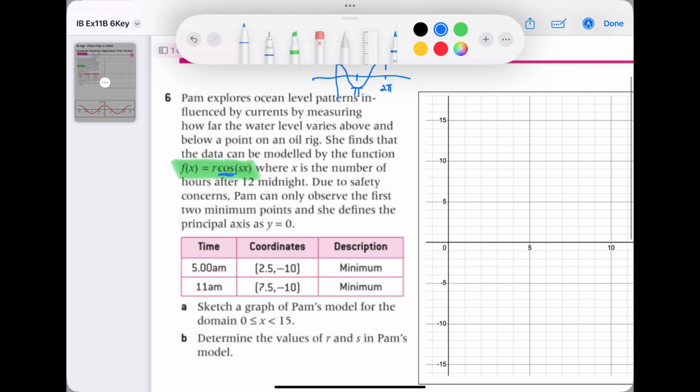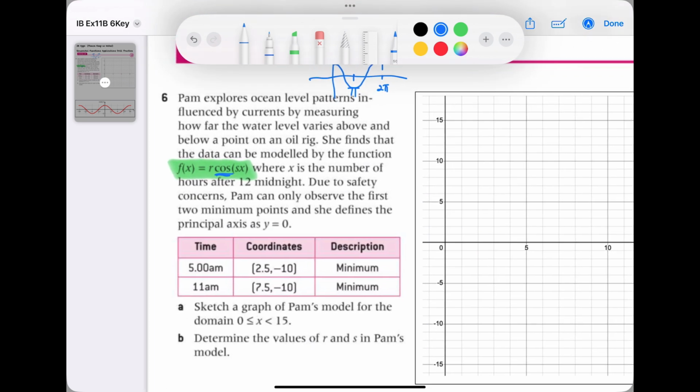Now, when we talk about the special cases, you got to activate the condition. So they have a condition, count by the hour after 12 midnight, which means start at x equal to 0, midnight. And they mention a minimum at (2.5, -10), and the principal axis is y equal to 0. Now always remember, when there is a picture, the answer is in the picture, which tells me the picture has my answer.